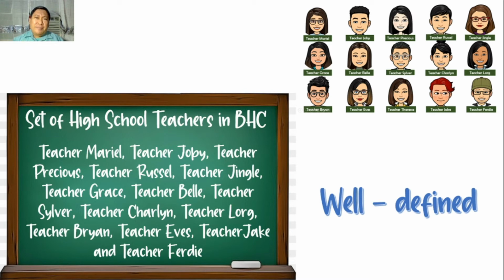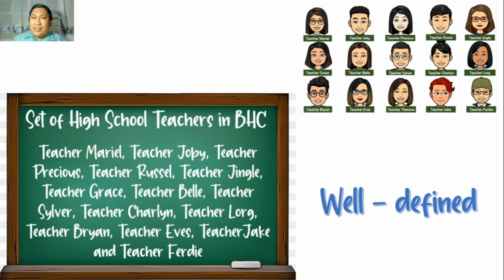Now, what do we mean by well defined? So as you can see, when we say set of high school teachers in BHC, we can immediately identify the elements. We can immediately identify who are the set of the high school teachers in BHC. That is why it is well defined. We can easily identify the elements, and the identification of elements are the same or true to everybody.